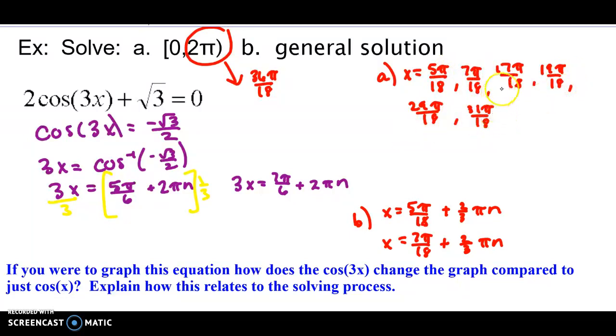Okay, so it is a good question down here, and I'd like you guys to think about this. It says, if we were to graph this equation, how does the cosine of 3x change the graph compared to just cosine of x? Explain how this relates to the solving process. Now, you guys should be able to imagine this graphically. Again, it says, explain how this relates to the solving process. So go ahead. I'd like you to think about this. Put me on pause. And then let's move on to the next example.